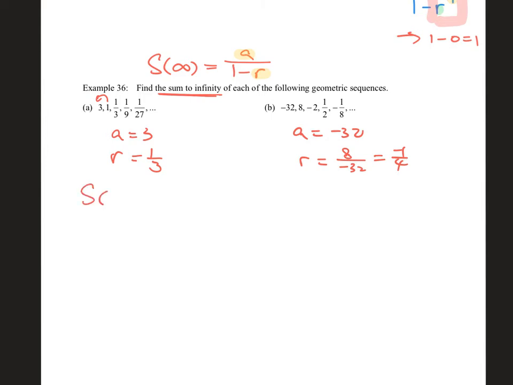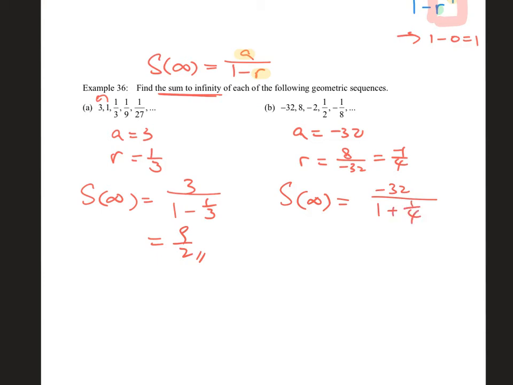As a result, sum to infinity will be A over 1 minus 1/3. So what's that next? 2/3, that means 9/2, and that is the answer. The other side is more or less the same. You have -32 divided by 1 plus 1/4, because negative goes to positive. And finally, it's -128/5. It's quite easy, right?